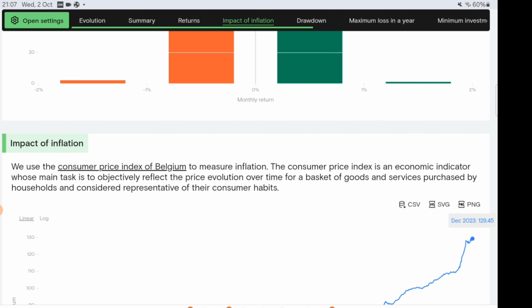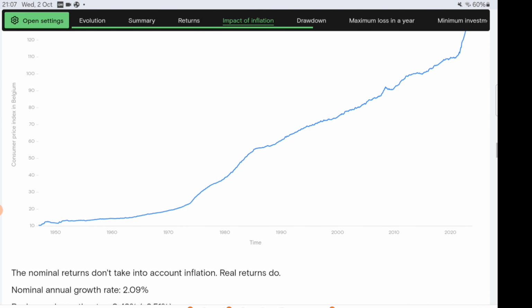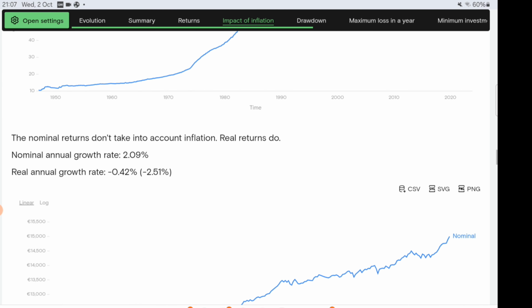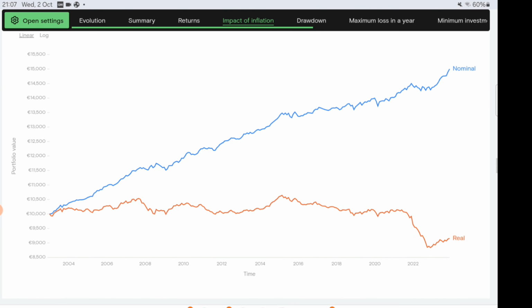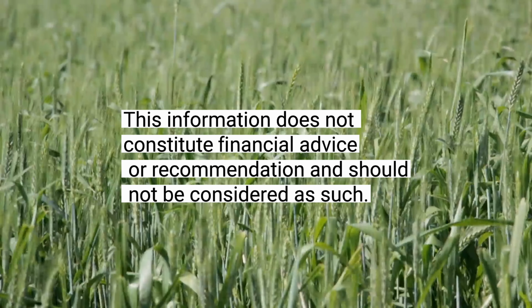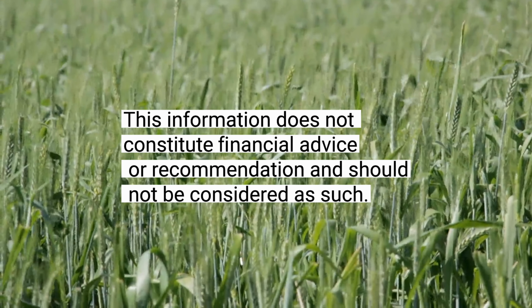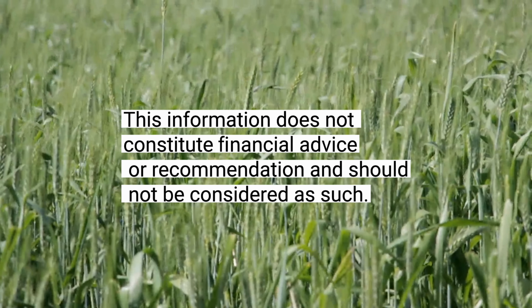So again, the impact of inflation, this is the really important one for me. Let's see how much we would have made over the last 17 years if we had chosen this balance of a portfolio. Wow, look at that. So the red line shows us that actually we've lost money here rather than gained money. Once we take inflation into account, we've actually lost money. I think the lesson we take from that is don't be too risk averse.